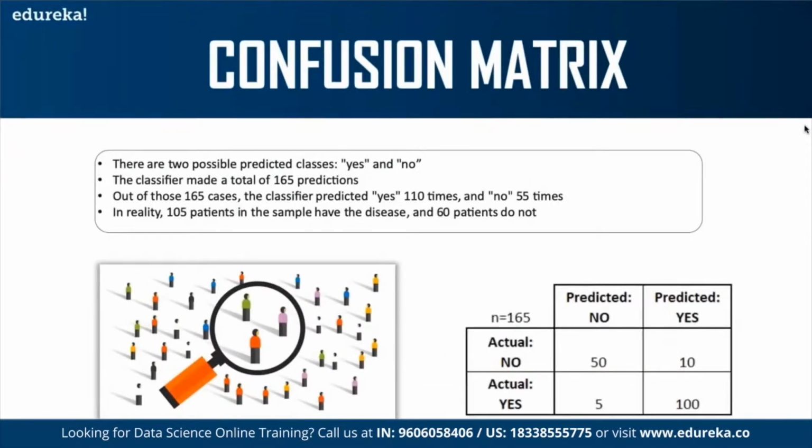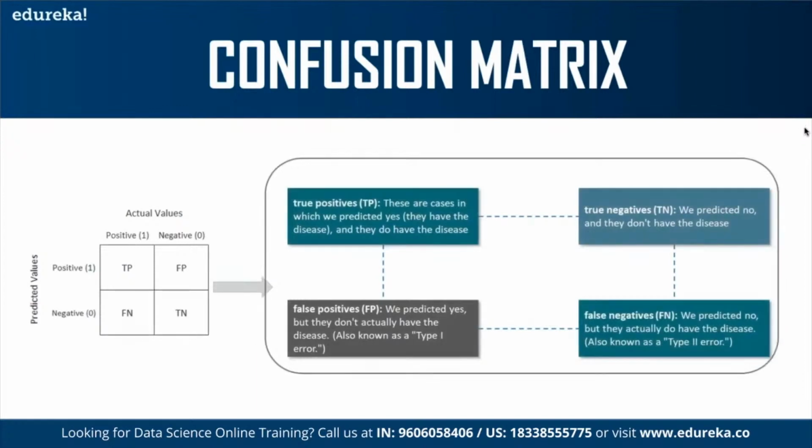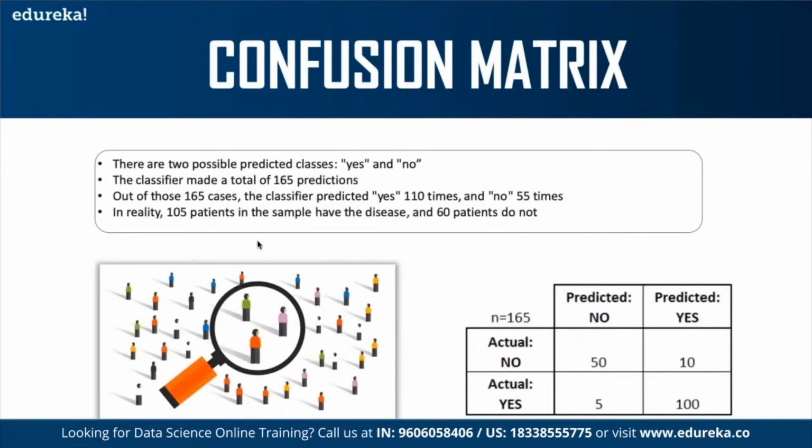Now, next is the confusion matrix that we have studied here. Let's link it to a small use case. For example, there are two possible predicted classes here, yes and no, and the classifier made 165 predictions. Let me show you what exactly the problem statement is. In reality, there are 105 patients in the sample that have a disease, whereas 60 patients do not. So the total number of patients we have is 165.